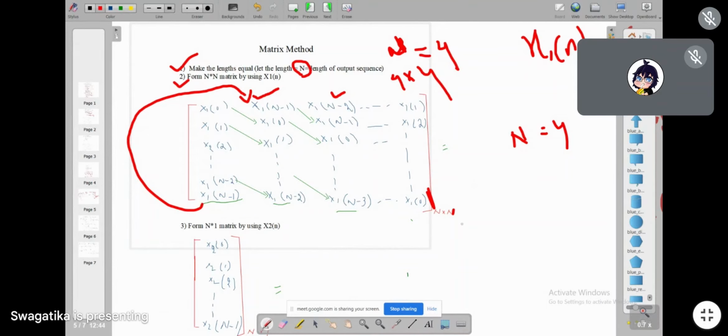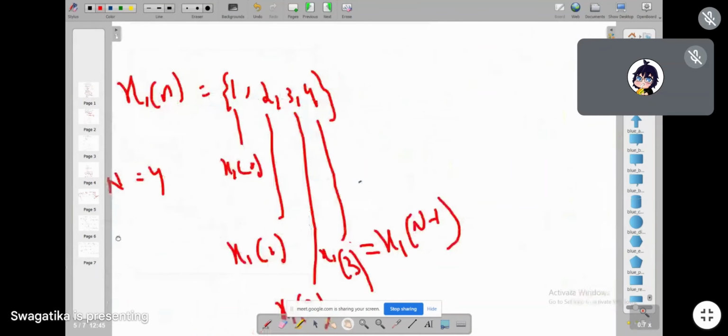So you will see the dimension of this matrix will be n cross n. Here it is n number of samples, and here also you will get n number of rows. N number of rows and n number of columns. Clear? Yes, ma'am. Now you can arrange this x1. For this question you can arrange our x1 n value in the matrix format.